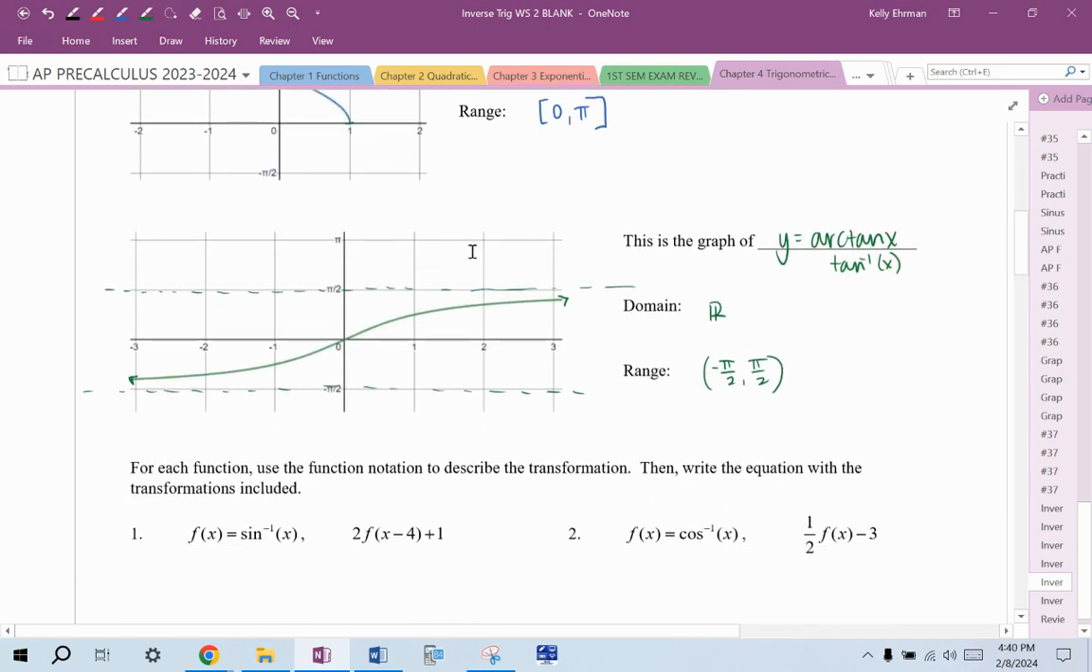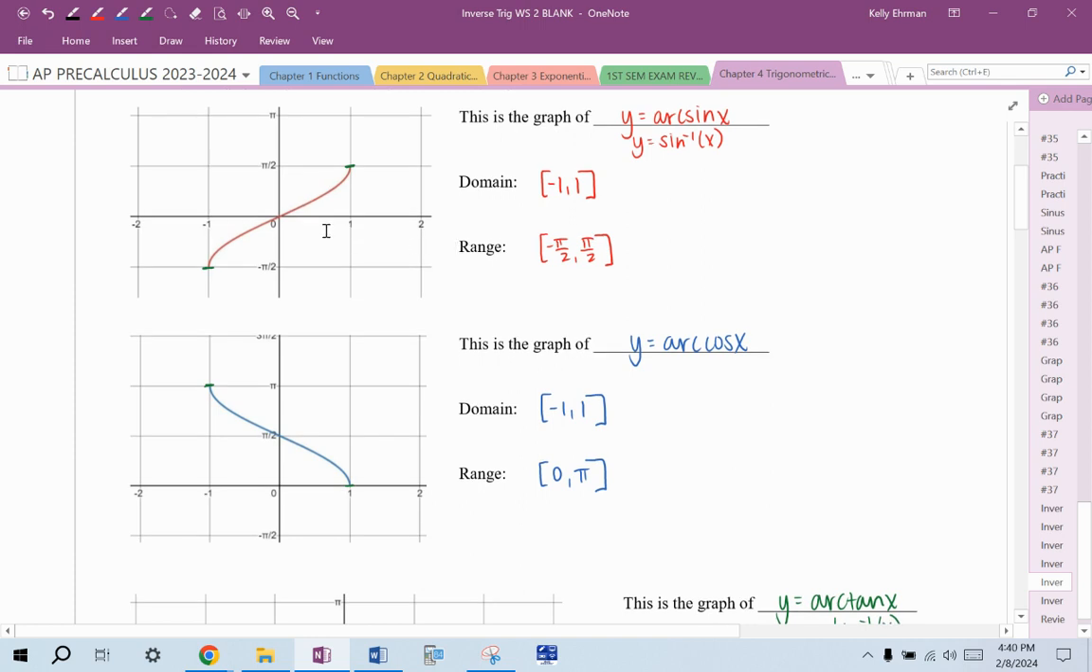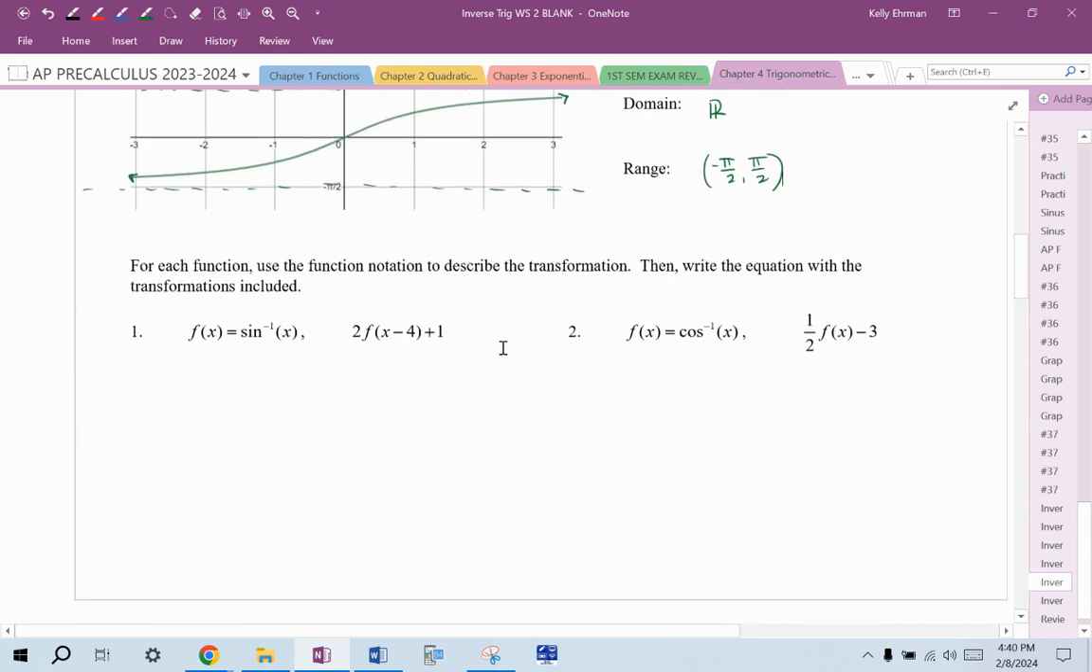Okay, so it's good to have these graphs in your mind because, again, when we do our AP Classroom problems, we'll be looking at transformations of these graphs, especially shifts and dilations. So just to practice what that looks like in inverse trig before we actually graph anything, or before we look at graphs. For each function, use the function notation to describe the transformation. So I've got to describe what's happening here, just in general, and then write that equation with the transformations included.